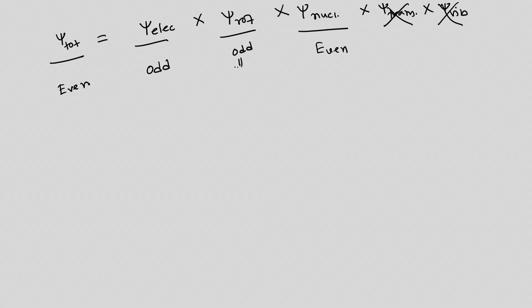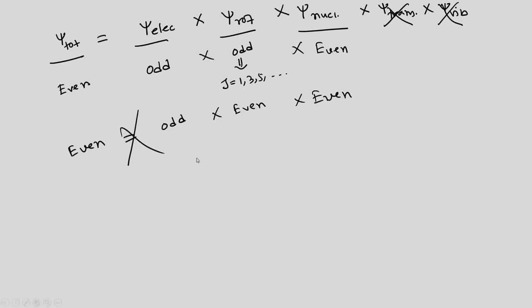So J equals 1, 3, 5, these are possible. But if we consider psi rotational as even, then psi total is odd times even times even, so this is not possible, because if we multiply an odd function by an even function, we get an odd function. So in the ground state of the oxygen molecule, only odd rotational levels are possible.